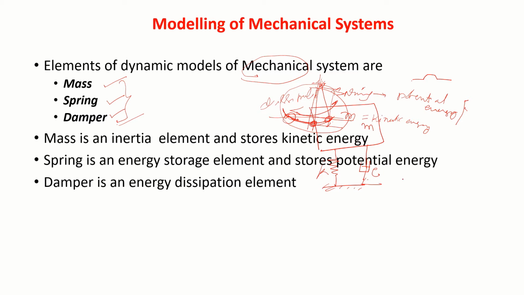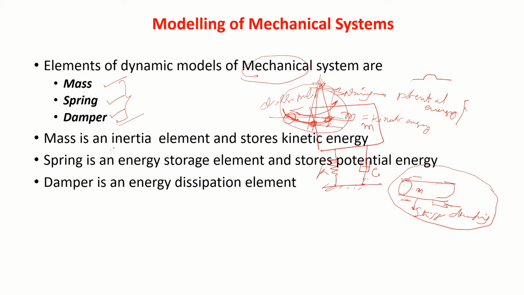Correct? Even any mechanical system, if you consider, for example, a shaft rotating in, let us say, a bearing. The shaft has a mass, the shaft has stiffness, and here in the bearing there will be damping. Thus any mechanical system can be represented by a spring mass damper system.